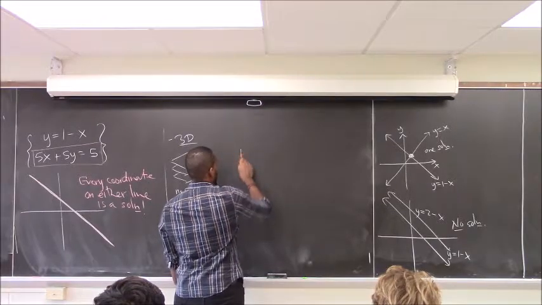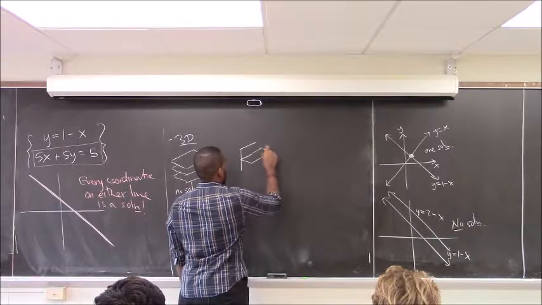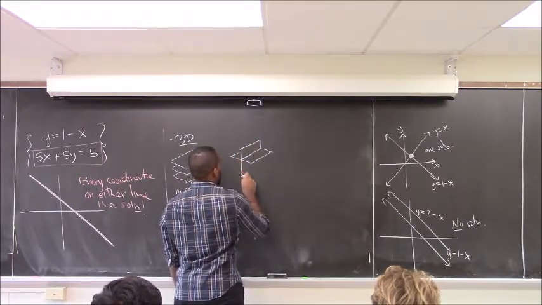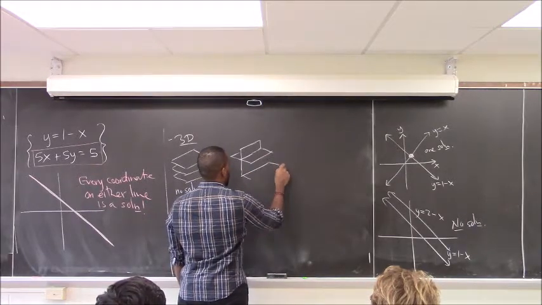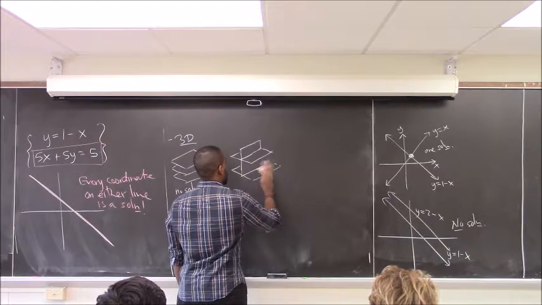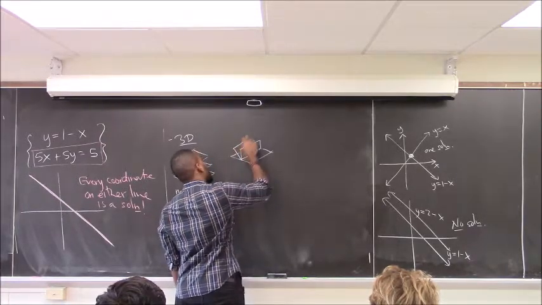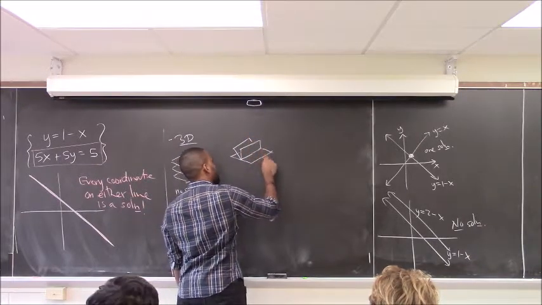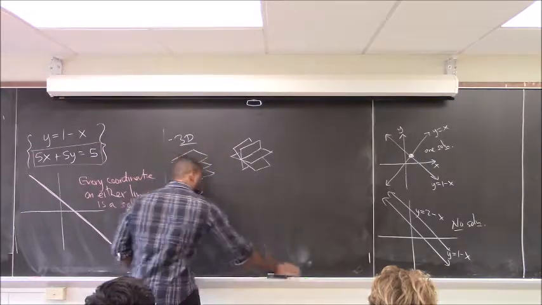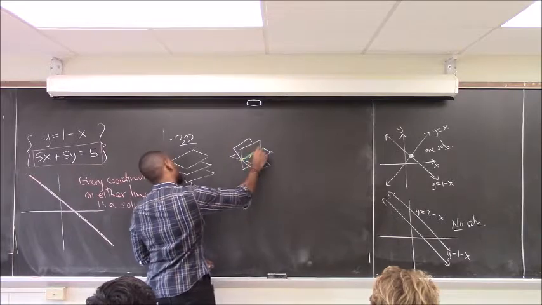You can have a situation where, like, something like this. This happens twice. This is also no solution. Let me give you one where there's actually a solution. So let's say here you have another one slicing through here like that. Right? So you'll notice that all these planes will intersect on a line. That's an infinite number of solutions.